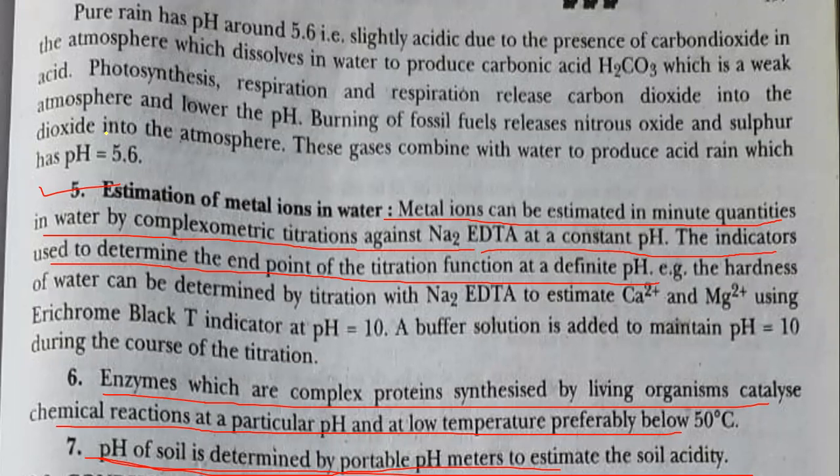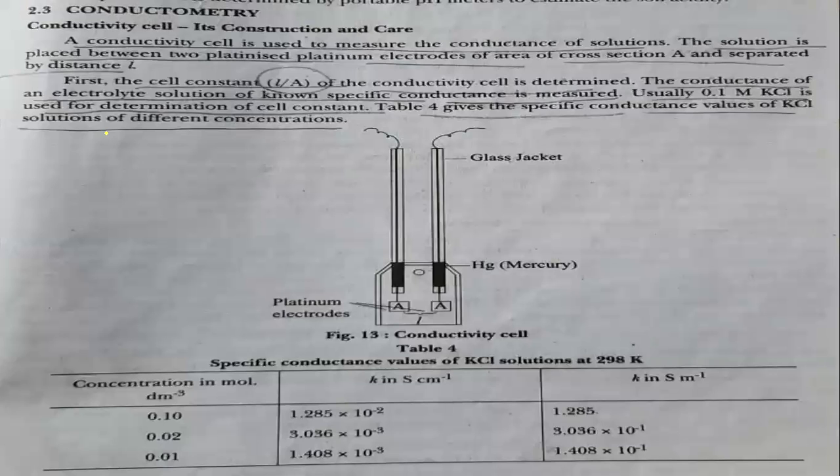We can also determine the pH of soil using a pH meter, and soil acidity can also be studied using a pH meter. Different enzymes, which are complex proteins synthesized by living organisms, catalyze chemical reactions at a particular pH, and that pH can be studied with the help of a pH meter.